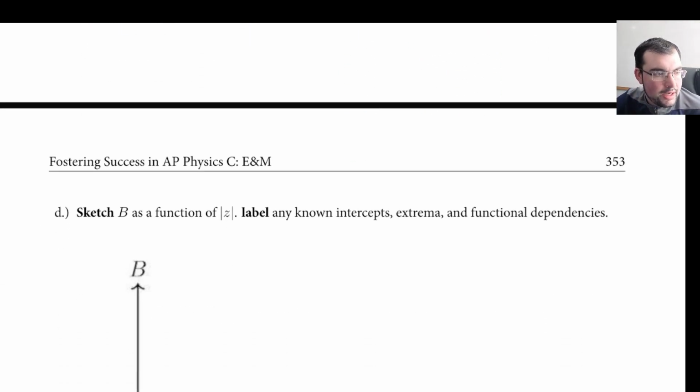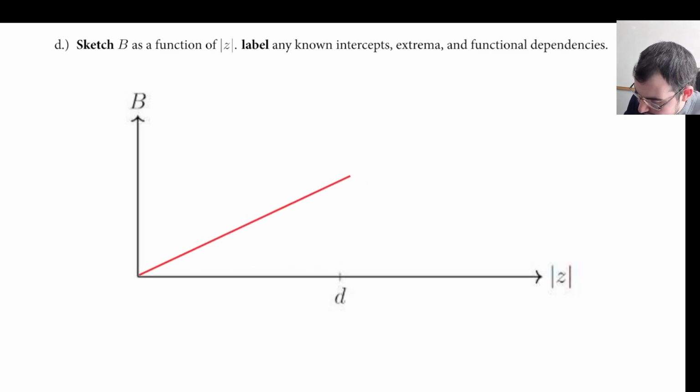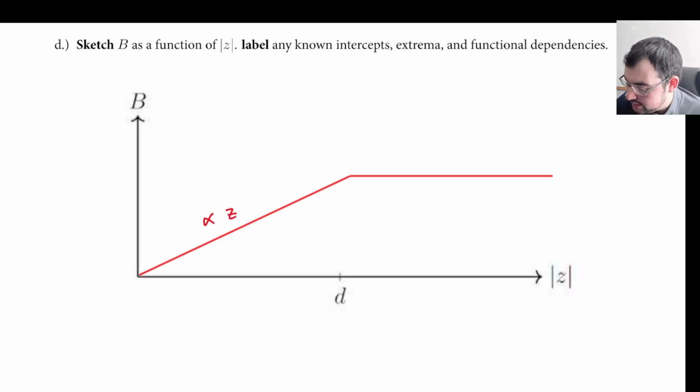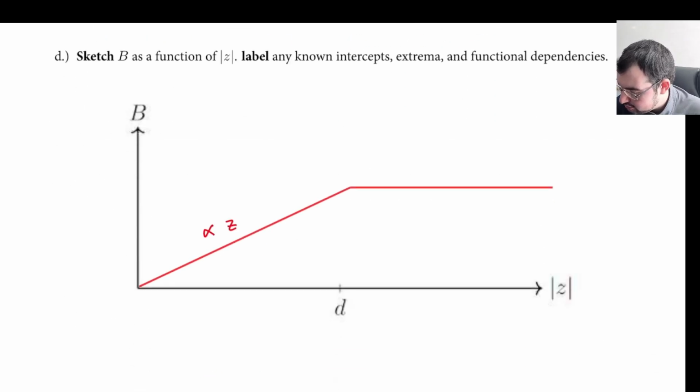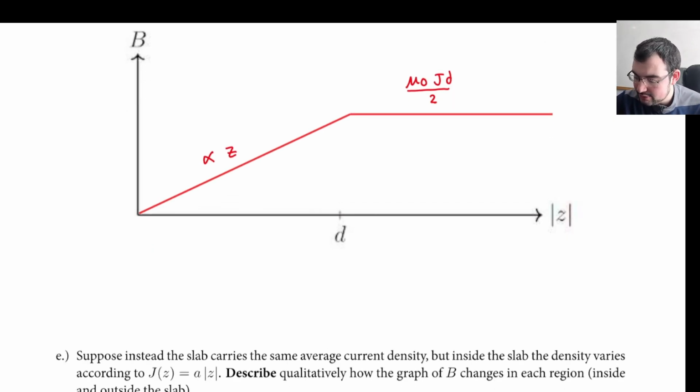Okay. Sketch B as a function of Z. Label any known intercept extrema. Well, we said there is a linear increase inside, and then it is constant. So what is this? This is linear. This is proportional to Z. And this is a constant value, mu naught JD over 2. And we know it's continuous because if Z is D over 2, the fields match, because mu naught JZ would equal mu naught JD over 2.